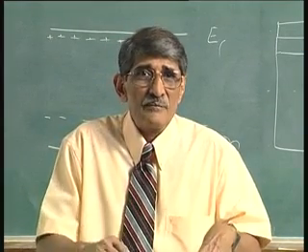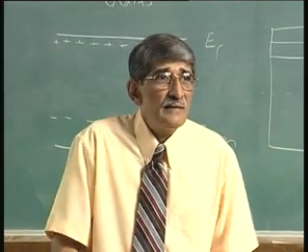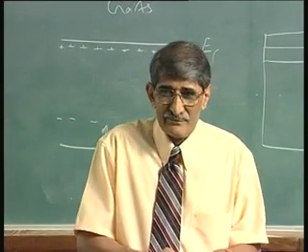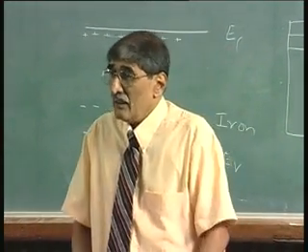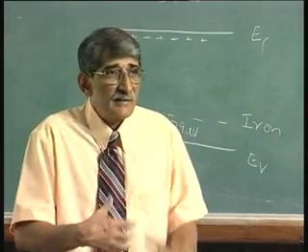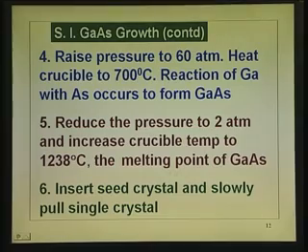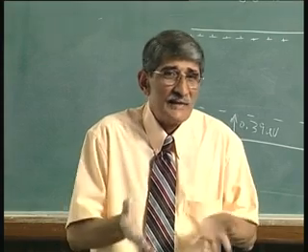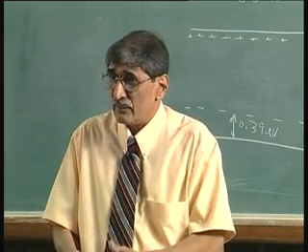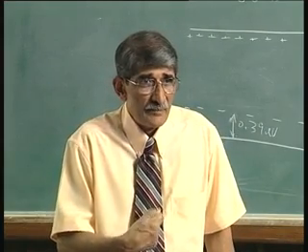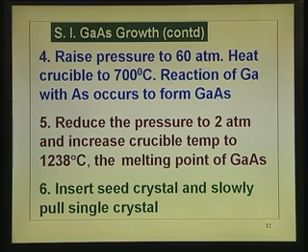Now, you want to jack up the pressure to a higher level where gallium and arsenic will react. But you can't do that without increasing the pressure. So, raise the pressure to 60 atmospheres. That chamber can withstand it. That was the catch earlier. Now, you have those crystal pullers which can withstand those temperatures, and then heat the crucible to 700 degrees centigrade. Reaction of gallium and arsenic occurs to form gallium arsenide.